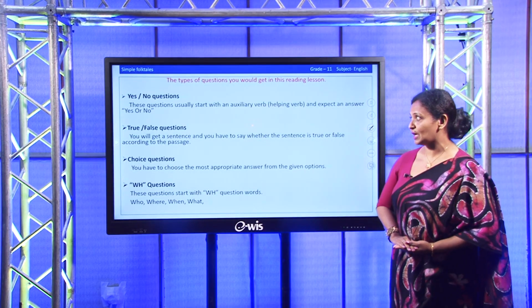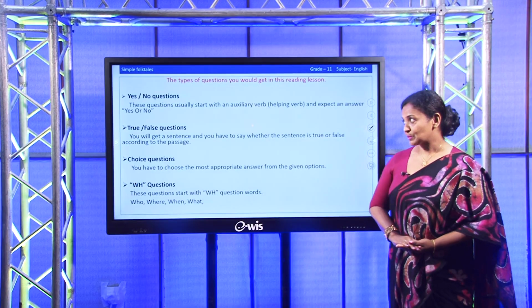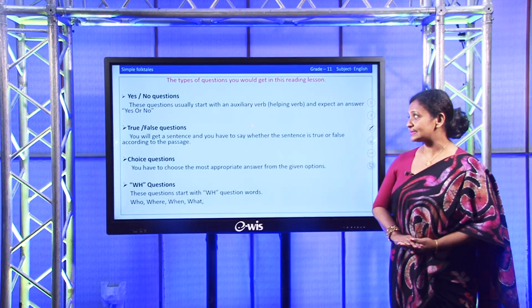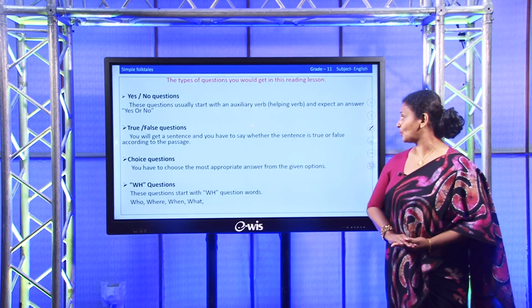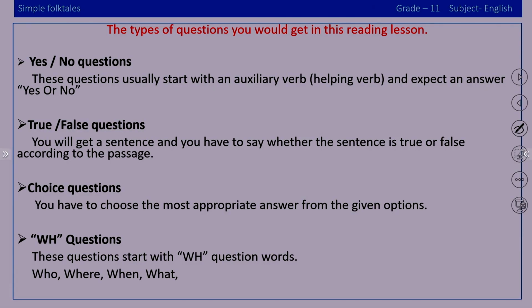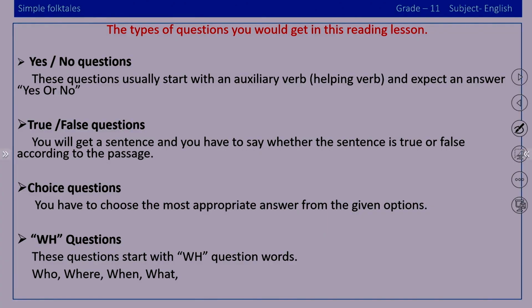The second type of questions that you will get in this lesson are true-false questions. In these questions, you will get a sentence and you have to say whether the sentence is true or false according to the passage. The next type of questions are choice questions. You have to choose the most appropriate answer from the given options.